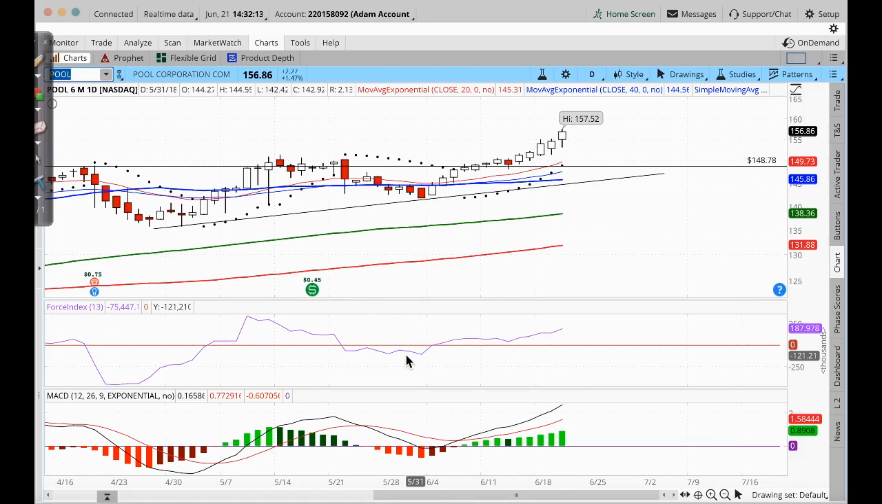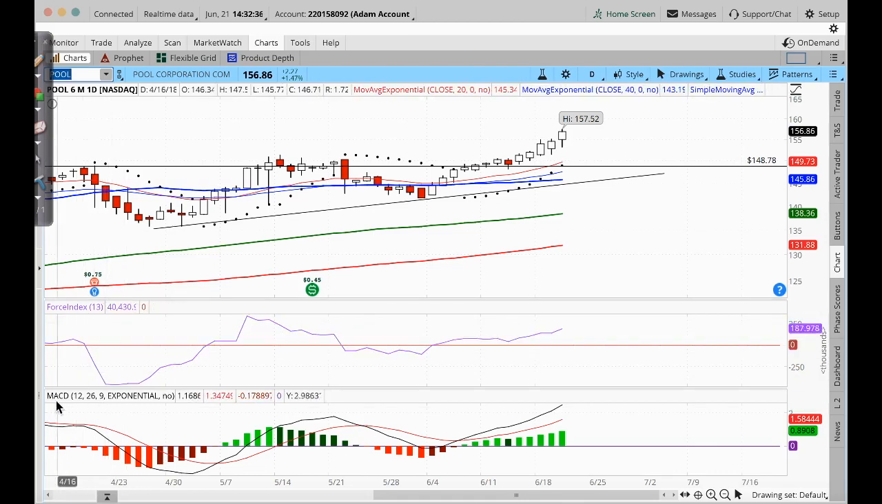Okay? So whenever I want to go long, I would ideally like to check that the force index is above zero and it's rising. Okay? That means the force is positive. If I'm going to go short, then I want the force index to be below zero and falling. Right? So that's how you read the force index.